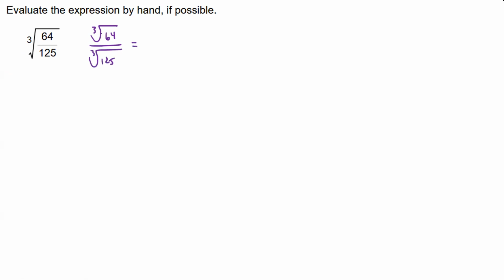Well, before we had a cubed root of a negative 64, and that was a negative 4. So the positive should be just a 4. And we think about 5. Well, 5 times 5 is 25, and 25 times 5 is going to be 125. So this is going to be 4/5.